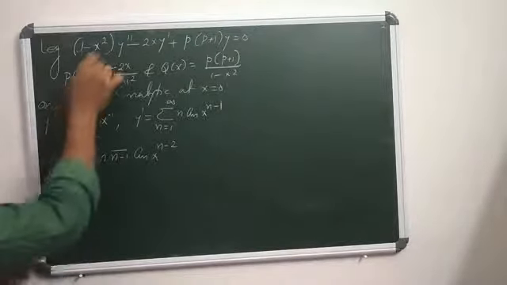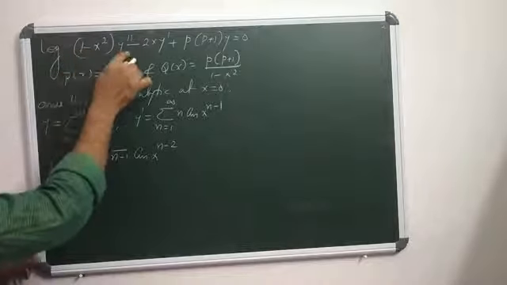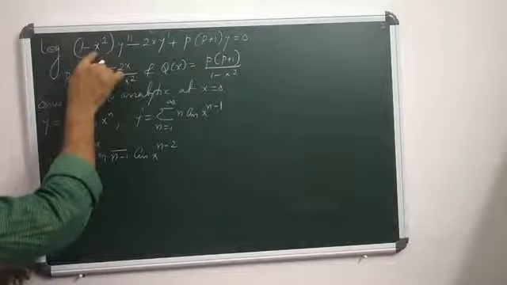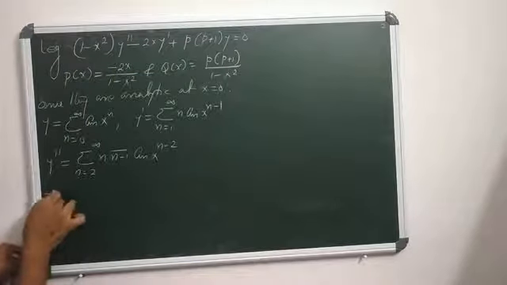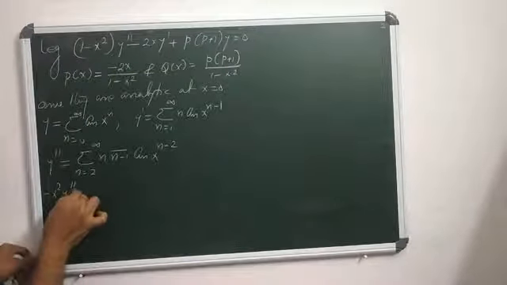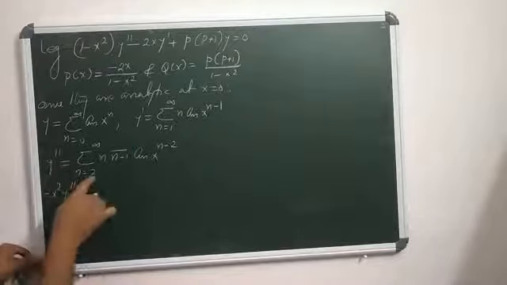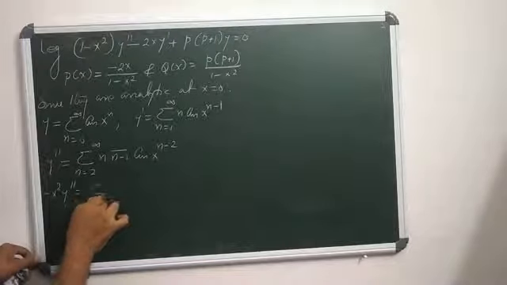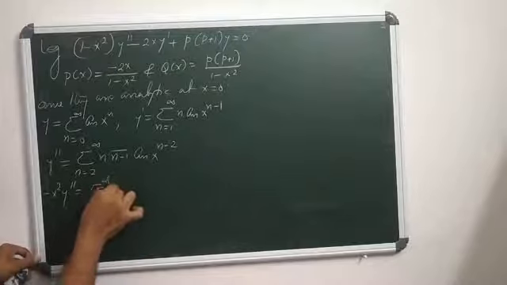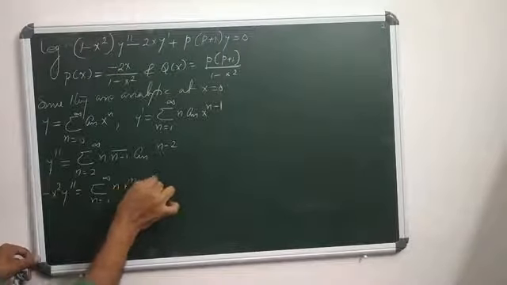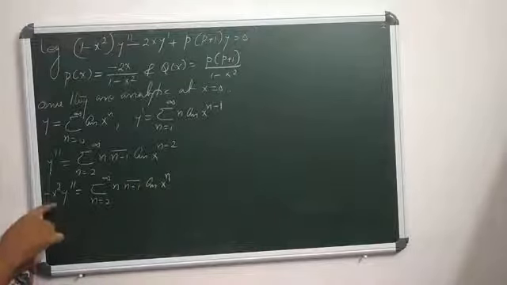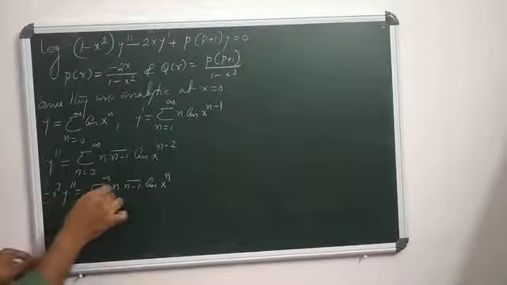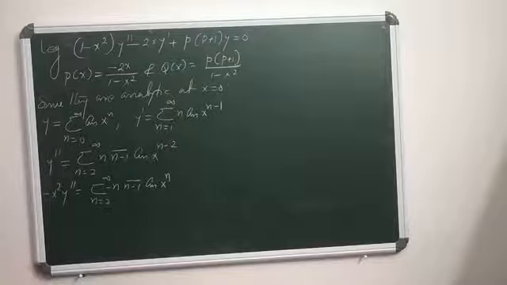So from here, there is a 1 into y double dash. If you open this bracket, the second term is minus x square y double dash. So what is minus x square y double dash here? It equals sigma n ranges from 2 to infinity n into n minus 1 into a n x power n. If you multiply together, it will become minus of n into n minus 1 into a n x power n.